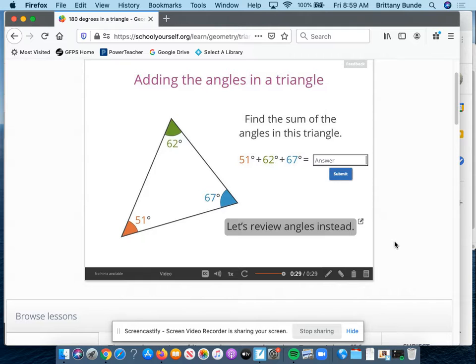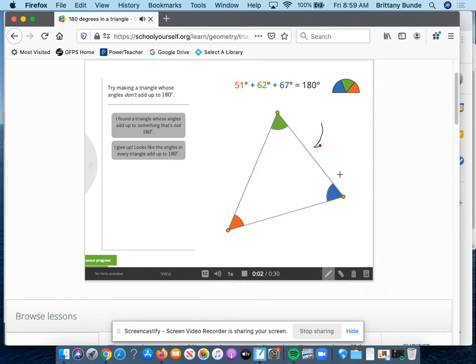Okay, you guys take a second, add those three numbers up for me and tell me what you get. 180. Yeah, basically everything today is just going to be 180. But we'll see why. Right. The angles in this triangle add up to 180 degrees.